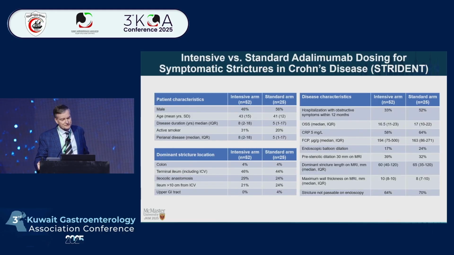There's patients who went into this trial, so just a few things to point out. About 25% were smokers, and smoking is a risk factor for fibrosis. Almost all of the strictures were ileal strictures. Very few were upper GI or colon. About 20% of patients had a baseline balloon dilation at study entry, so not everybody. And the median length of the stricture was about 6 centimeters. So these are fairly long strictures that were treated in this trial.